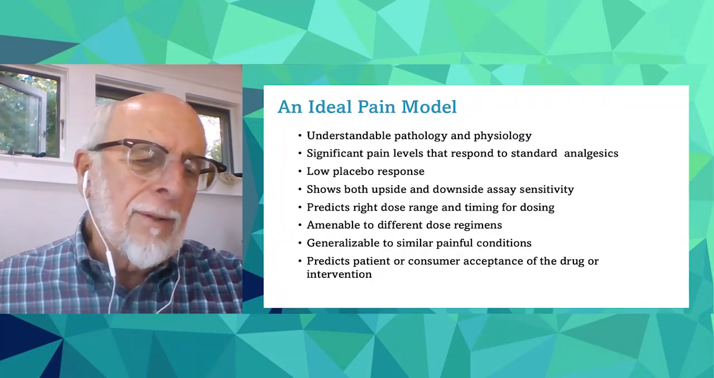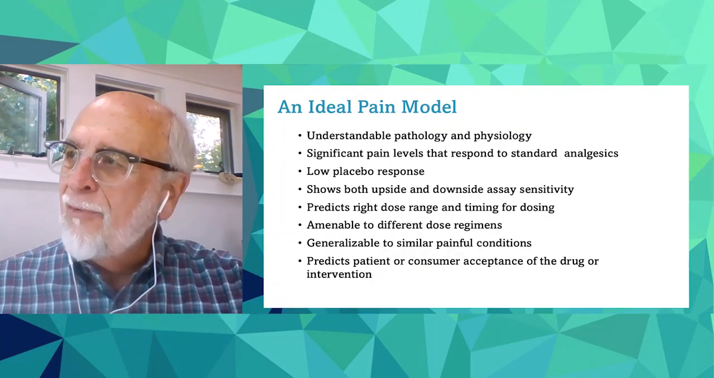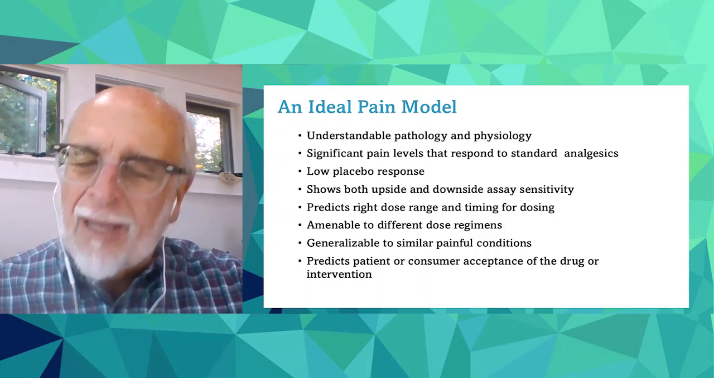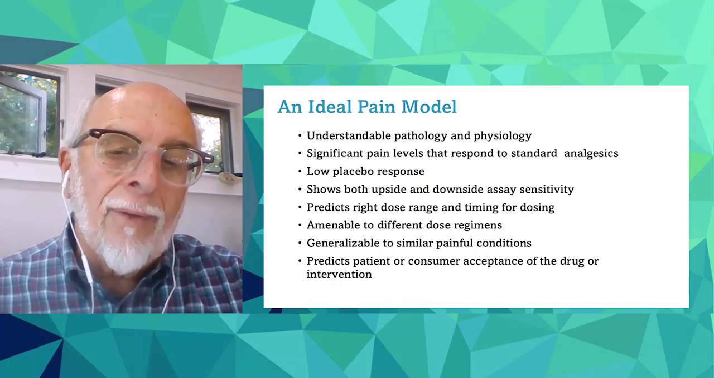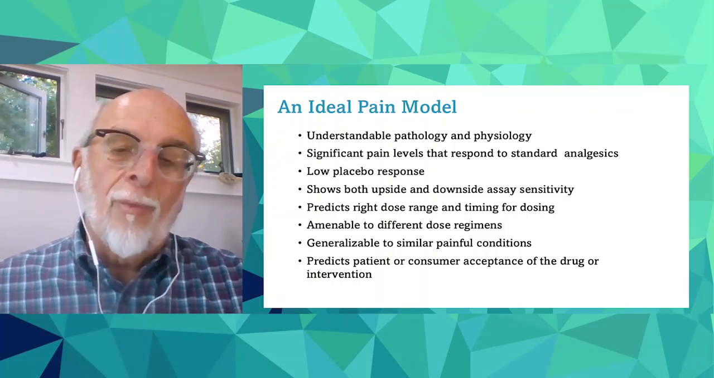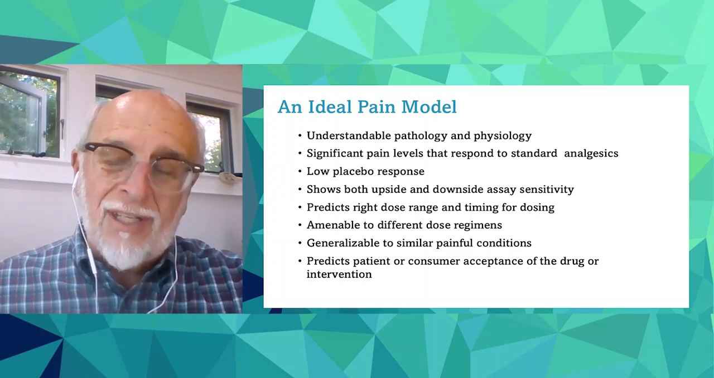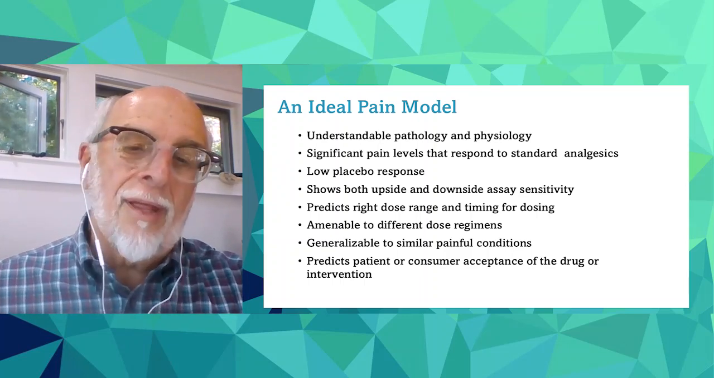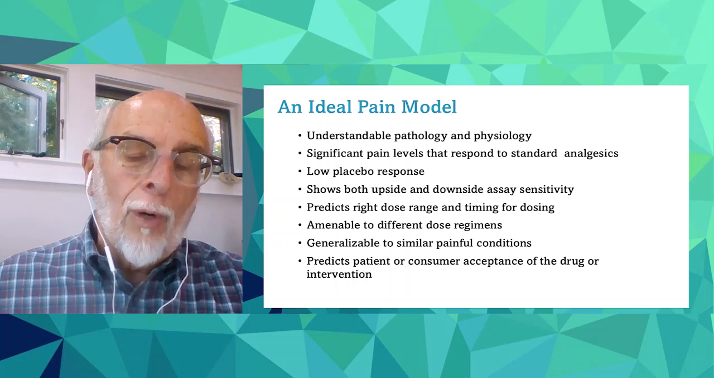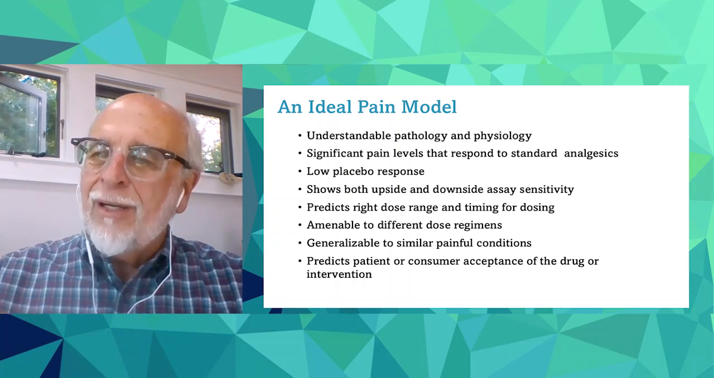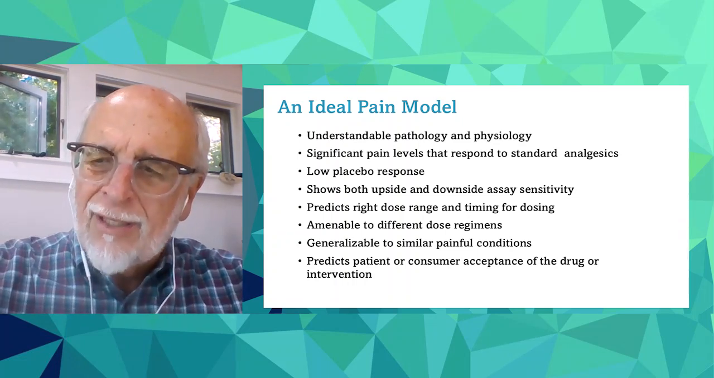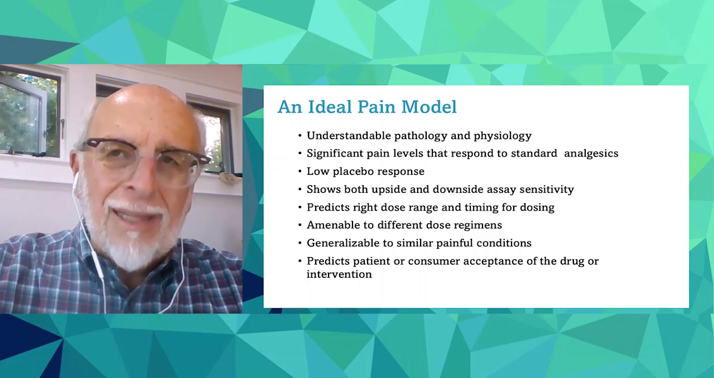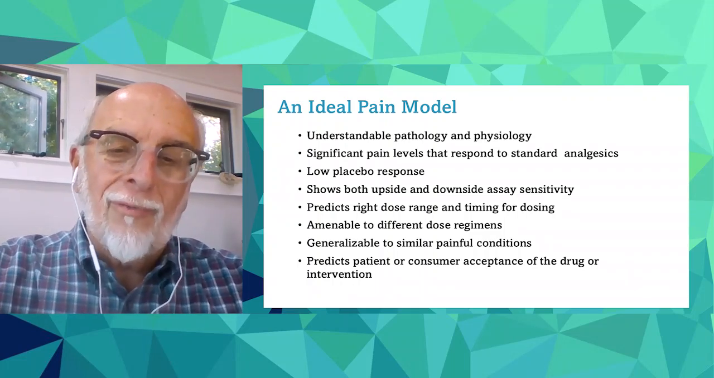The next discussion is, if you're developing a pain model, what are the things you'd like to know about it? Well, you'd like to know, where's the pain coming from? What's the underlying pathology? What's the physiology? What do we think the source of that acute pain is? We also have to have a significant enough level of pain. In most of these studies, the pain has to be labeled by patients as either moderate or severe.